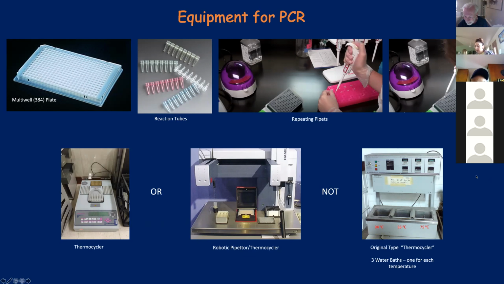And just for historical purposes, back in the 1980s, when Taq polymerase, the DNA polymerase, was first discovered and PCR was described, we did it with water baths. So we'd have a water bath with 3 different temperatures of water. You'd mix up little tubes in a plate like this, hold it at 94 degrees centigrade for a few seconds, then put it at 55 for a few seconds, then put it at 75 for a few minutes.